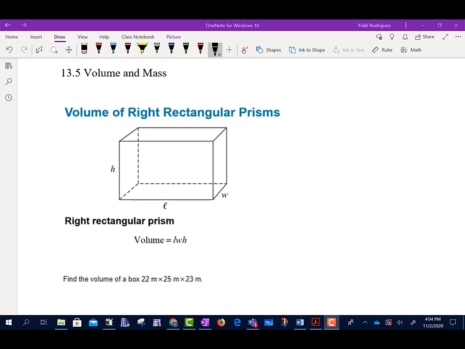Section 13.5 is volume and mass. The first part here we have is the volume of a rectangular prism. The formula for the volume of a prism is the length times the width times the height.